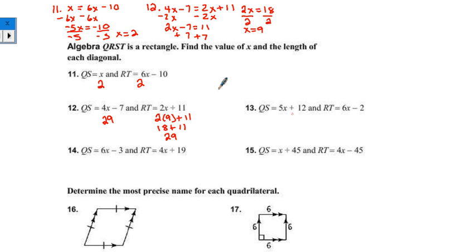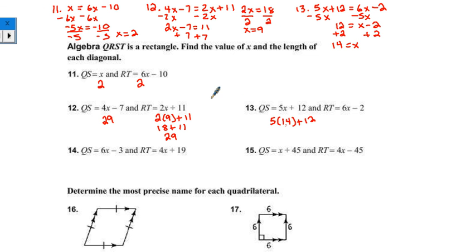For the next one, you're going to have 13. 5x plus 12 is going to equal 6x minus 2. Minus 5x from both sides, you get 12 equals x minus 2. Add the 2 to both sides, you get 14 equals x, but again, plugging it back in. 5 times 14 plus 12. That'd be 70 plus 12, which would be 82. And if this one is 82, then the other one's also got to be 82.